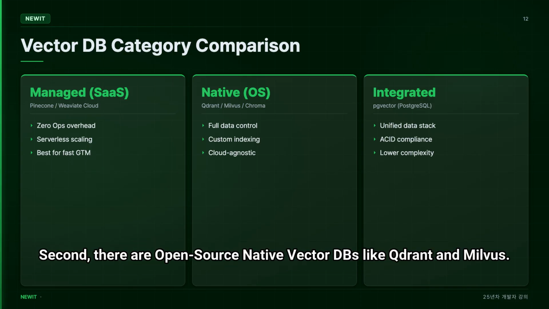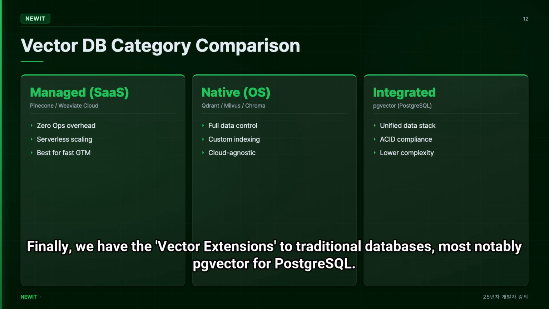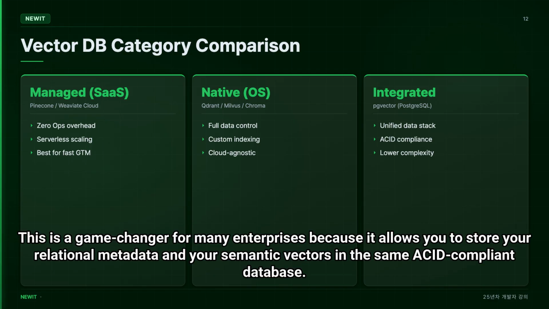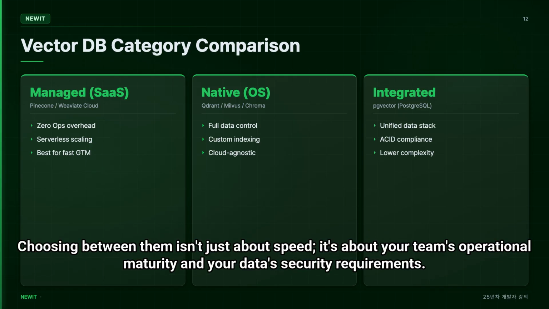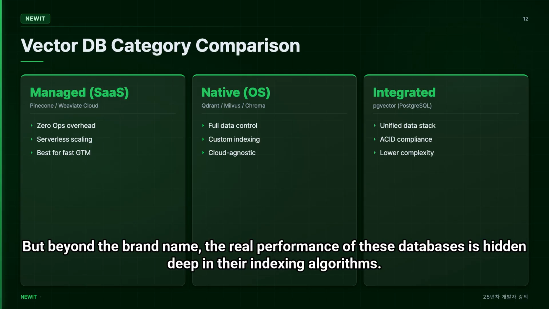Second, there are open-source native vector DBs like Qdrant and Milvus. These provide immense flexibility and are the preferred choice for architects concerned with data sovereignty or cloud-agnostic deployments. Finally, we have the vector extensions to traditional databases, most notably pgvector for PostgreSQL. This is a game changer for many enterprises because it allows you to store your relational metadata and your semantic vectors in the same ACID-compliant database. Choosing between them isn't just about speed, it's about your team's operational maturity and your data's security requirements. For instance, if you're already on AWS RDS, pgvector might be your fastest path to production.